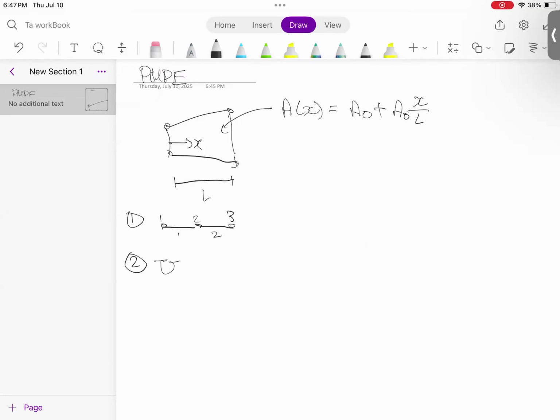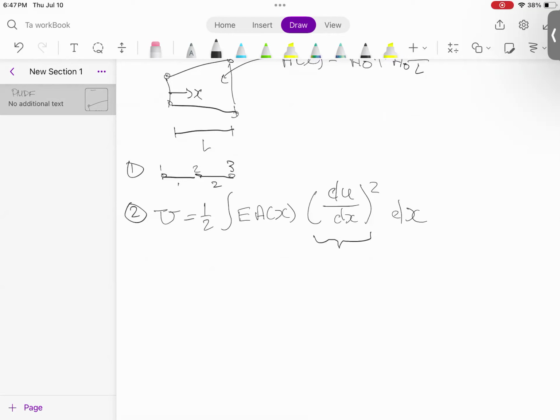So we're going to say the energy in the bar, U, is equal to 1/2 times the integral of EA of x (du/dx) squared dx. Because we do not have any parameters and we want to solve for the stiffness matrix, we really have to use this term right here to utilize our shape functions. In this case, we have a second order equation, and based off our boundary conditions, we'll say 2m minus 1 is equal to 2. Therefore, m is equal to 3 over 2.